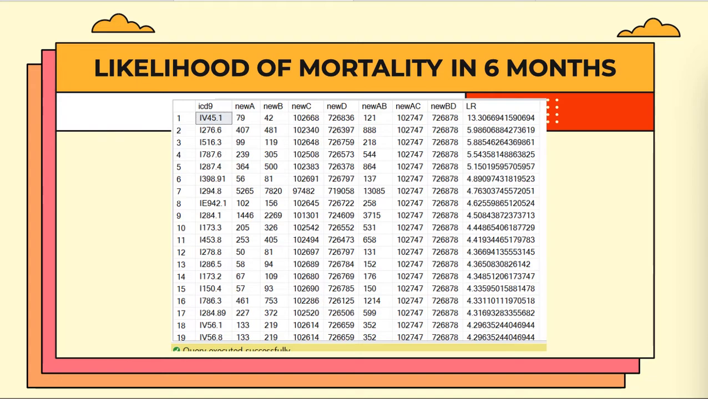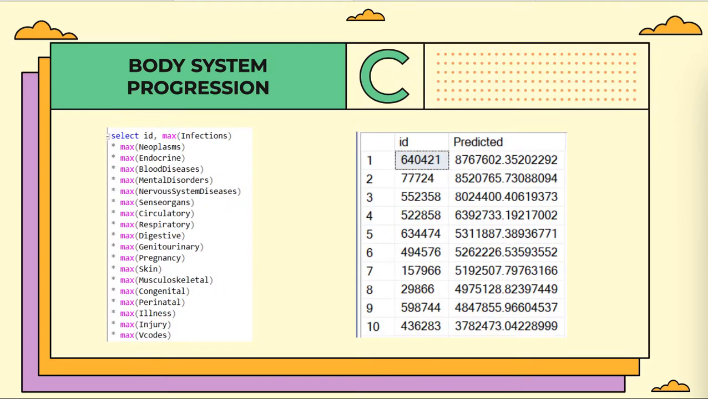So the more general lists, such as just regular 294 or just 276, allow us to have more generalized ICD-9 codes, which allows us to have the likelihood of mortality in 6 months for patients. Next, we are going to talk about the body system progression and how we were able to use this as a marker of progression.